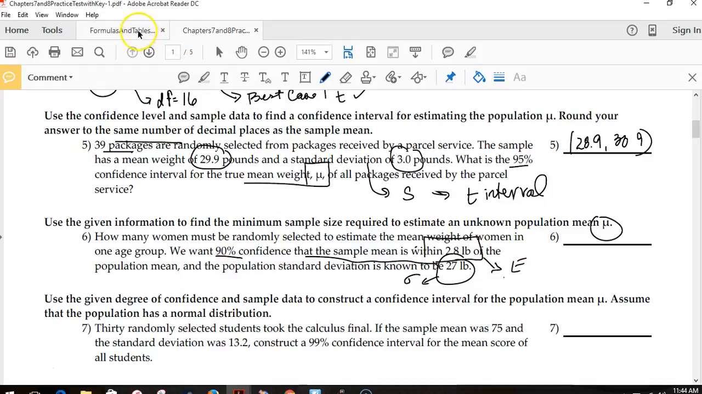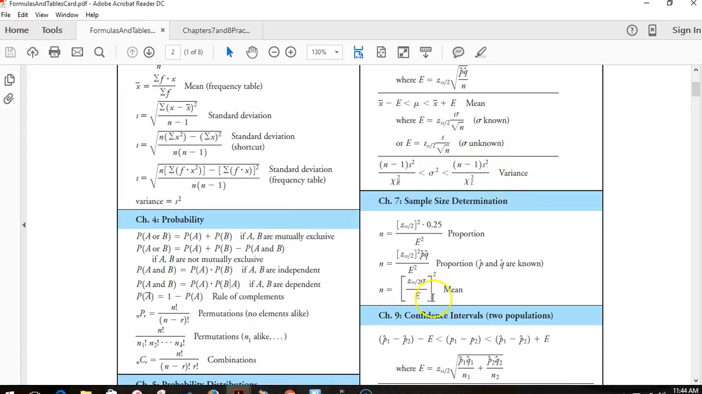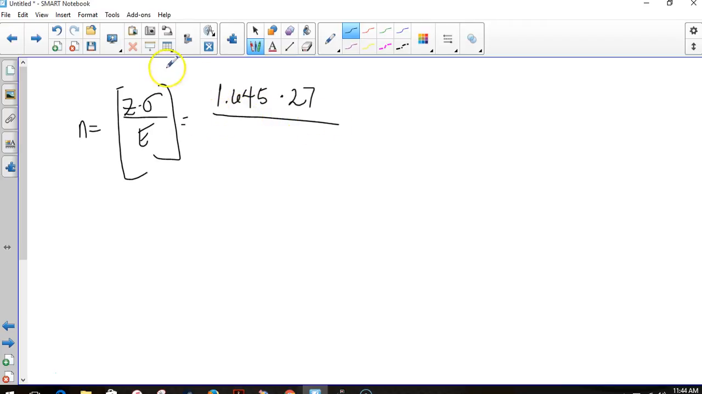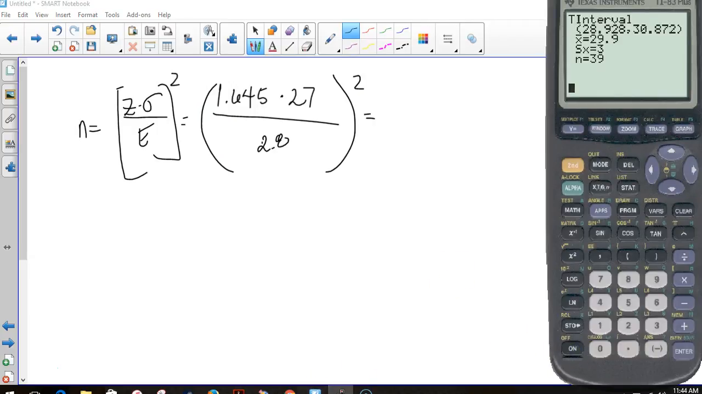If I go back to my formulas and table card, and I'm looking for a sample size determination, you see mean only has 1. My critical z times sigma over E, and then square all of that. So my critical z for a 90% is 1.645. My standard deviation for the population, they said, was 27, and then E was 2.8. So I'm going to need to find that value and then square it. 1.645 times 27 divided by 2.8, squared.